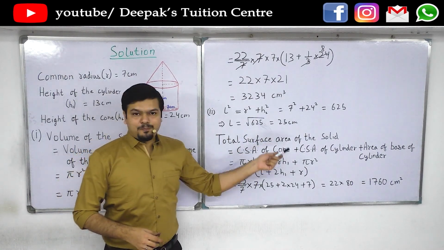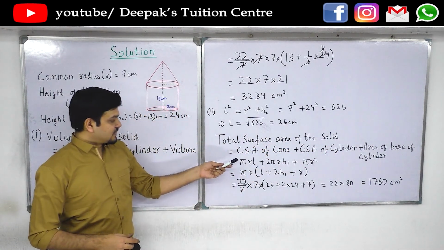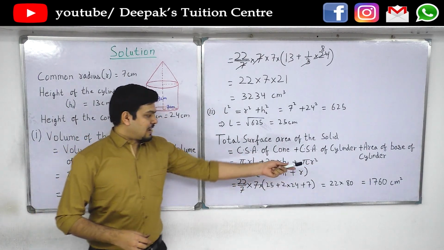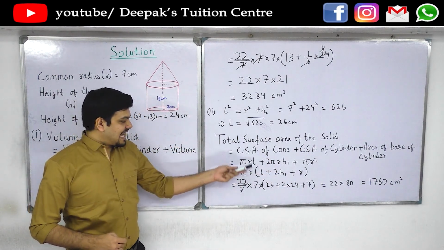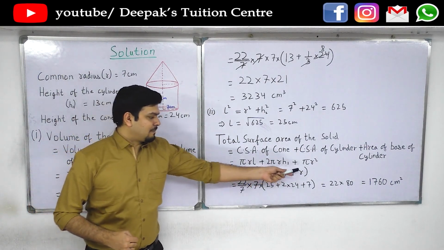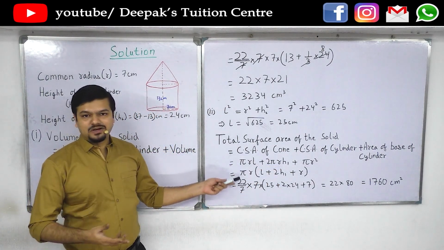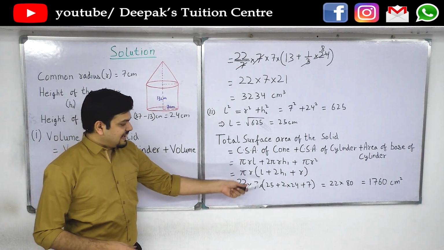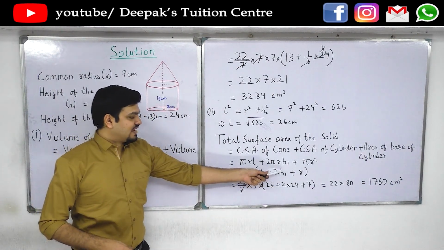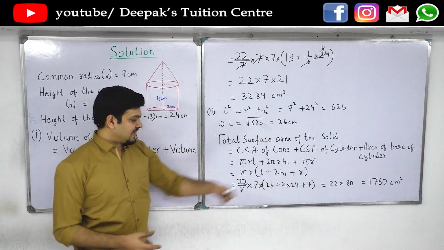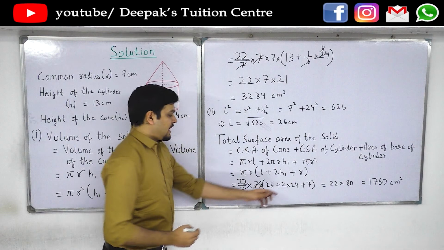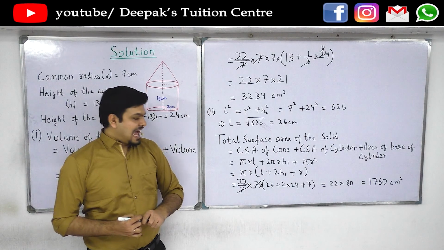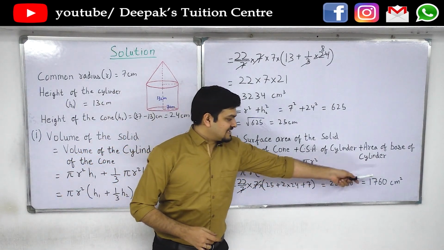Now I can put the respective values in the formulas. So we get pi R L plus 2 pi R H1 plus pi R square. So I take common pi R and we get pi R in brackets L plus 2H1 plus R. Now I put the values of the respective symbols. So 22 by 7 into 7 in brackets, the value of L is 25, H1 is 13 and R is 7. So 7 and 7 gets cancelled off. 13 2s are 26. 26 plus 25 plus 7 gives me 58 and 22 multiplied by 58 gives me the answer in centimeter square.